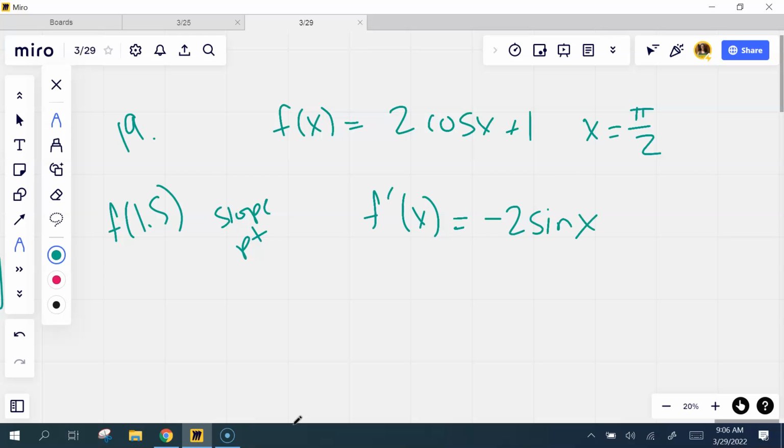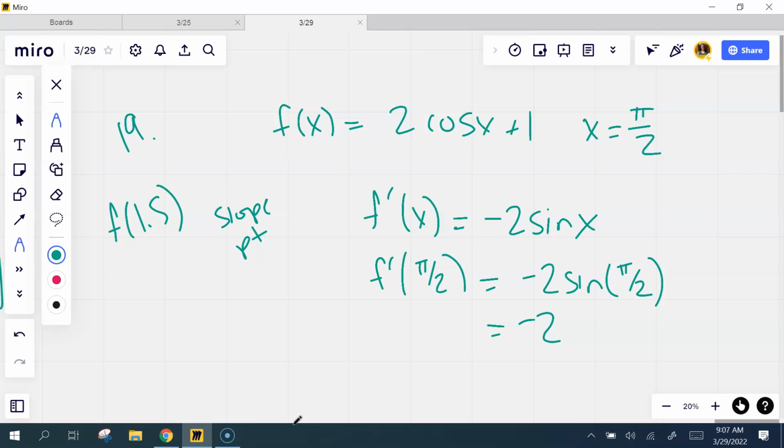I felt like they were kind of nice on the unit circle values they gave you. They were all pi over 2s, pi over 4s, or even pi's. So now what is the derivative at pi over 2? Well, what is the sine of pi over 2? 1, because I'm up at the top of the unit circle, so I get negative 2. That's my slope.